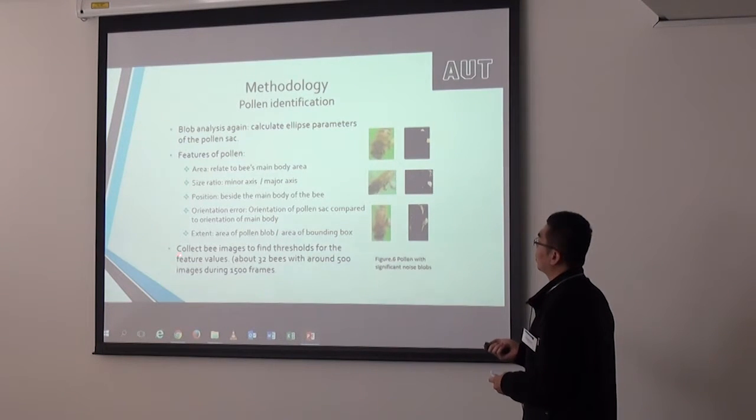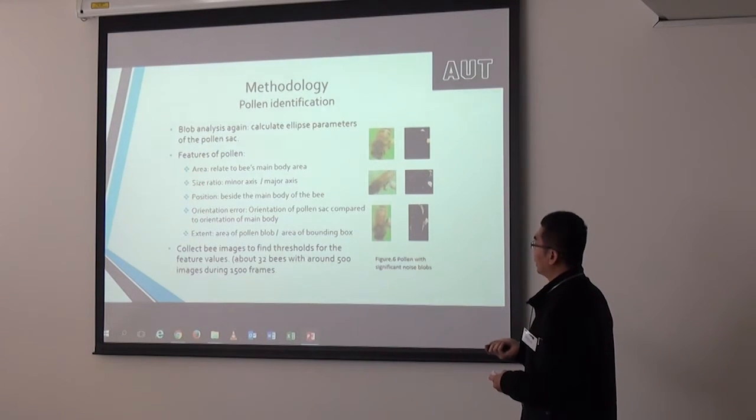And the last one, the extent, is a little bit hard to explain. I can have the pollen blob, then I can draw a bounding box around this blob. So the extent is the area of the pollen divided by the area of the bounding box. If you look at the noise in here, the bounding box area is probably bigger than the noise. But for the pollen, it's probably the same. See, those are the 5 features I use.